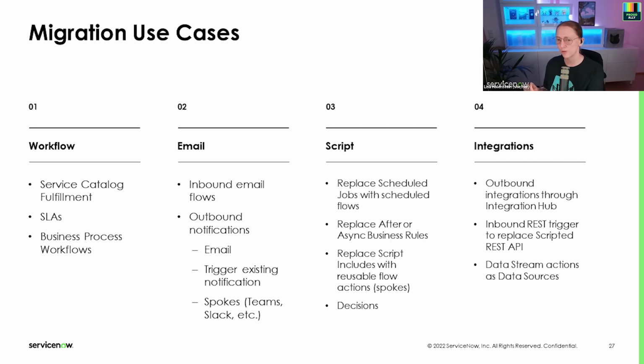So we want to make sure that you know exactly how you get from point A. How do I get from my service catalog fulfillment workflow to doing this in Flow Designer? How do I do inbound email flows as opposed to inbound email actions? We're very excited to work together with our colleagues, and Andrew and I are planning this thoroughly, and we hope we cover all of the use cases.